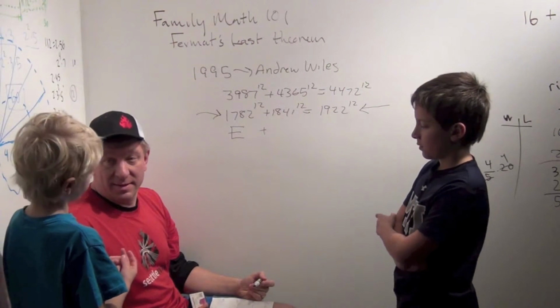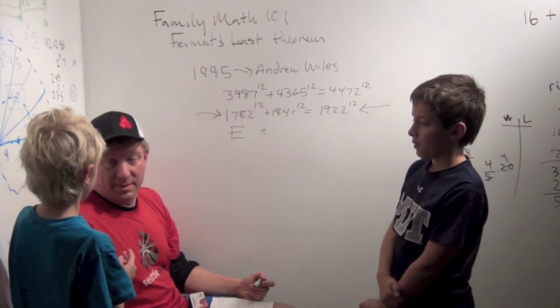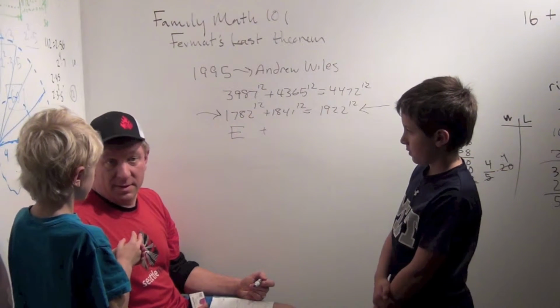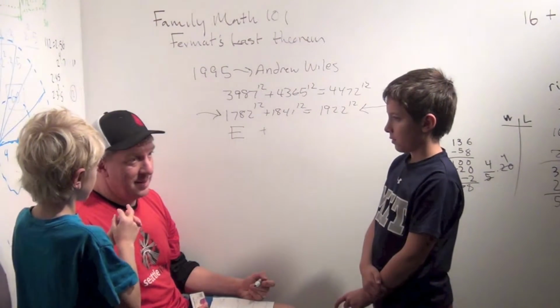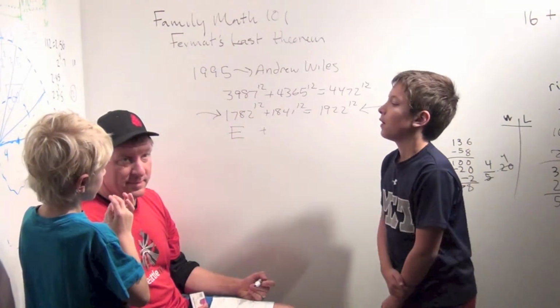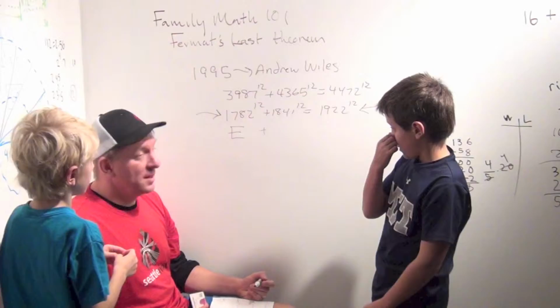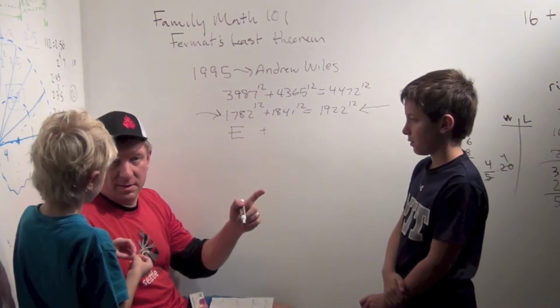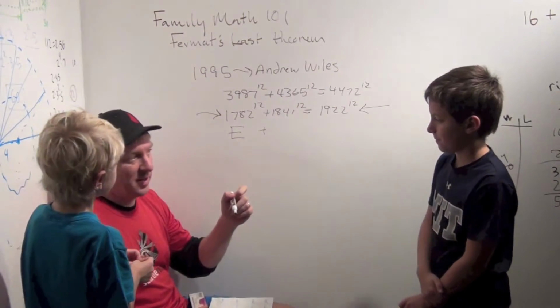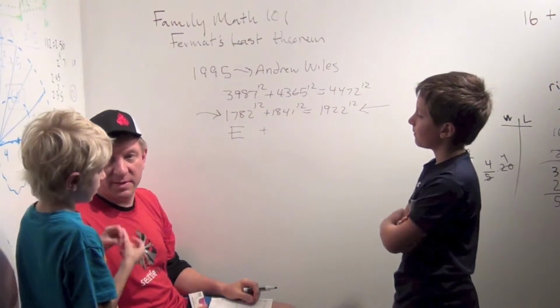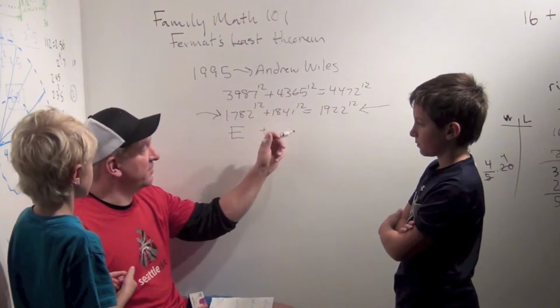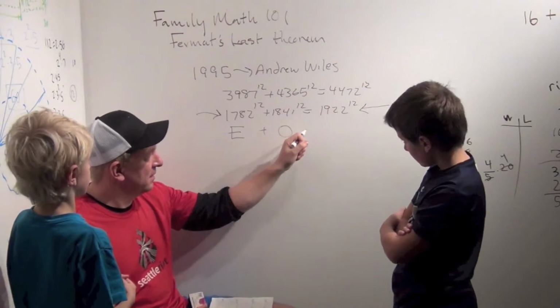I think it's even. You do? Well, think about 3 times 3. 3 times 3 is 9. Odd times odd is odd, and odd times odd 12 times is still odd, right?